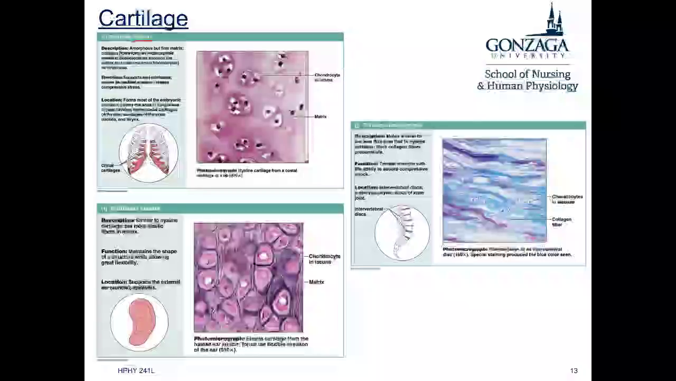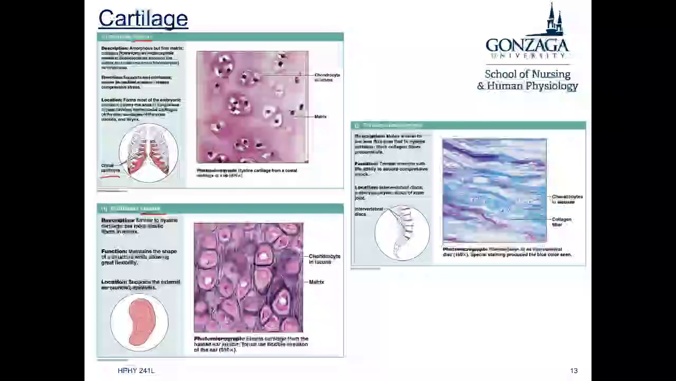But there's a couple different ways to identify between the 3. Hyaline is really good for supporting and reinforcing, especially cushioning structures. Because of that, a good example of hyaline cartilage are the costal cartilages that attach the rib bones to the sternum. Second type is elastic cartilage.